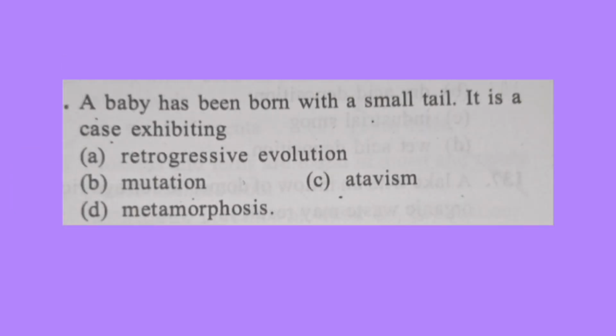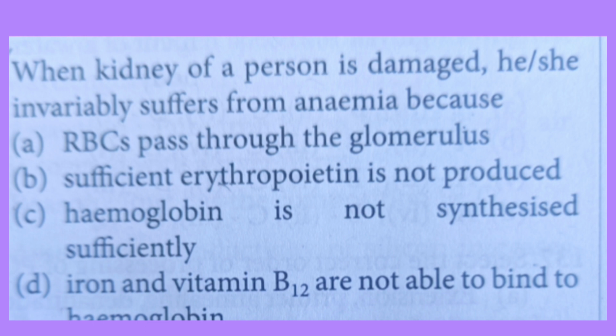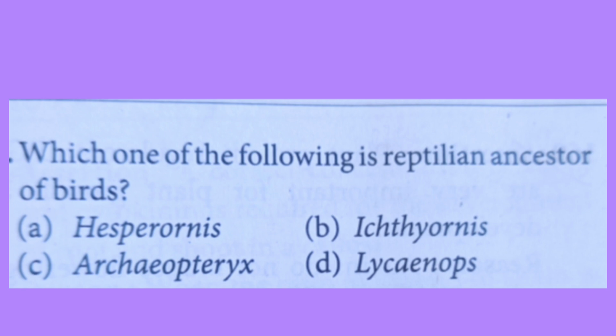Baby has been born with a small tail. It is the case exhibiting? So the correct answer is option C, atavism. When kidney of a person is damaged, he or she invariably suffer from anemia because, and the correct answer is B, sufficient erythropoietin is not produced. And the next question is which one of the following is reptilian ancestor of birds? So the correct answer is C, Archaeopteryx.